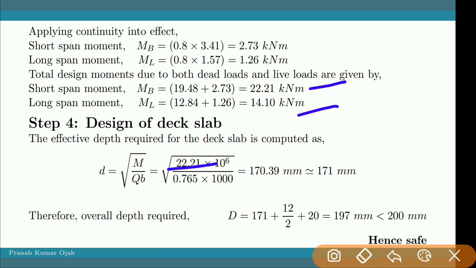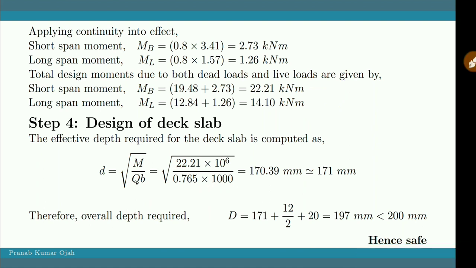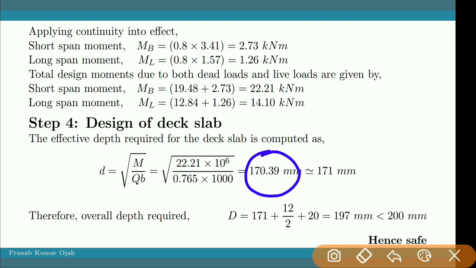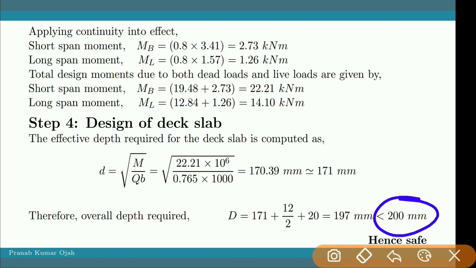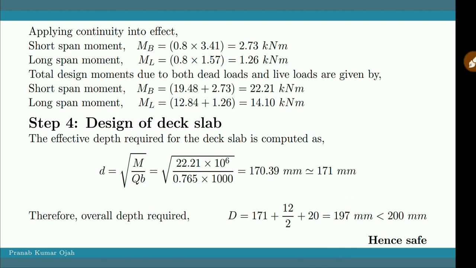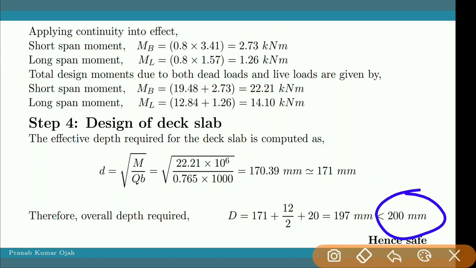So I will take the moment factor, already calculated as 0.765, and the width B for the slab is taken as 1000. The required effective depth is calculated as 171 mm. Therefore the overall depth required: if we assume we are going to use a 12 mm bar, then 171 plus 12 by 2 plus 20 clear cover. The gross depth required is 197 mm, which is less than 200 mm. 197 is required and we have provided 200 mm. Hence our design is safe.